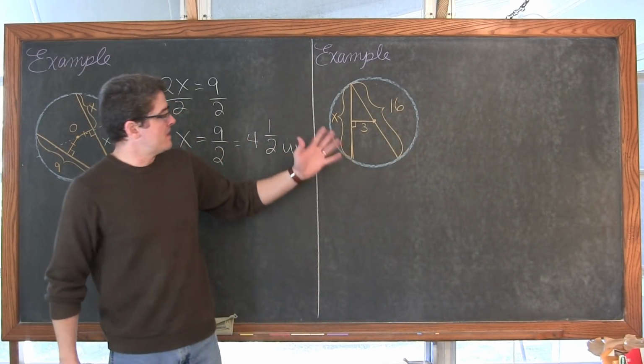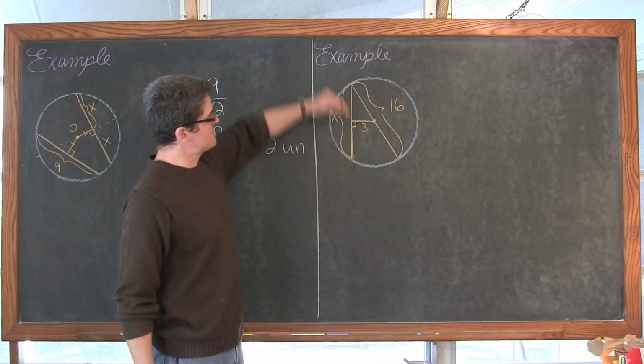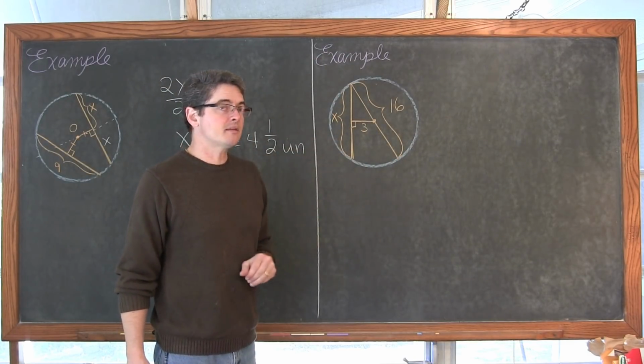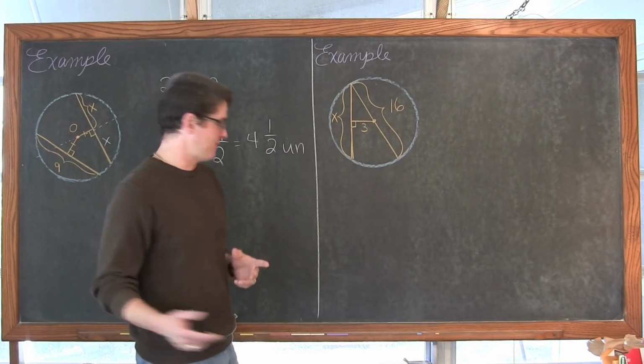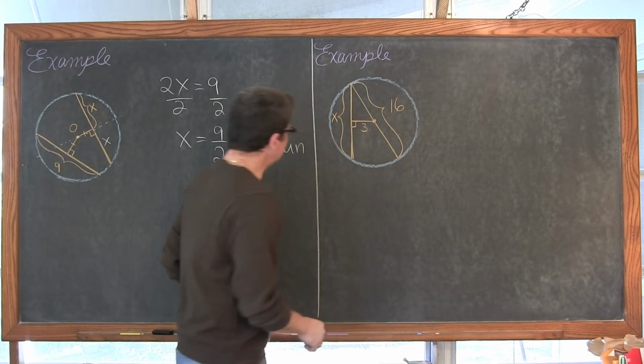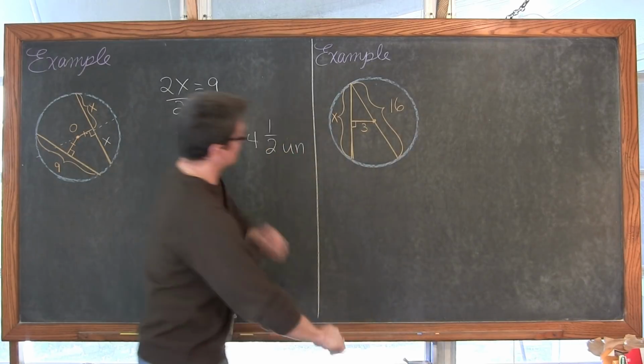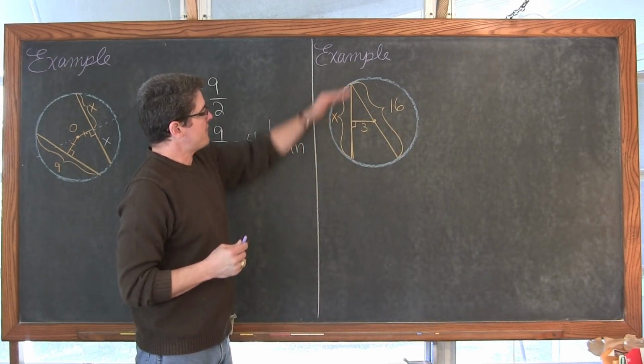We've got a circle, and we've got a diameter with a length of 16. We have a chord, which has an unknown length, which we're going to have to find. I'll use purple first. We need to find x.